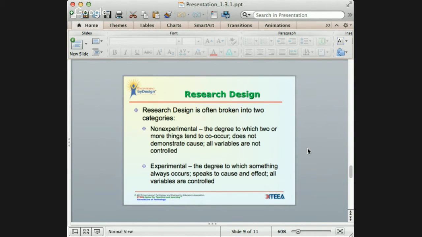So here we have two kinds of research design. We have non-experimental. It does not demonstrate cause. That's definitely something I want to flesh out for you. This reminds me of something called qualitative research. Okay, experimental is more so quantitative. It speaks to cause and effect.